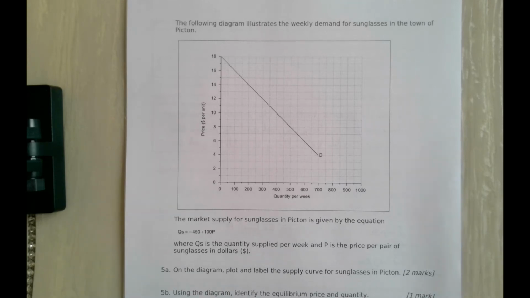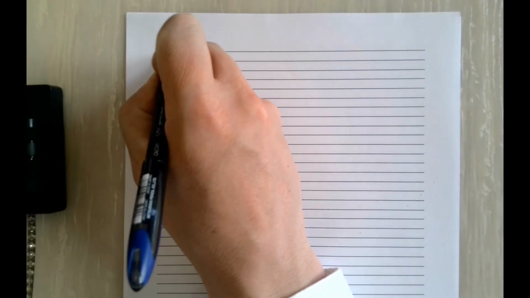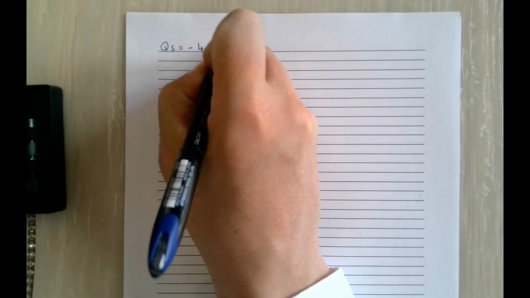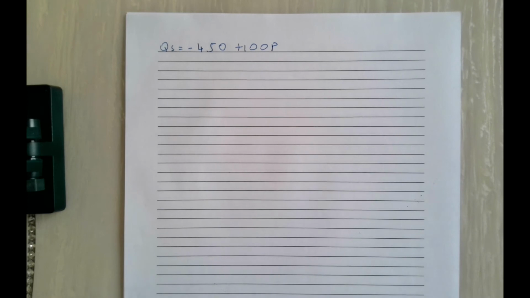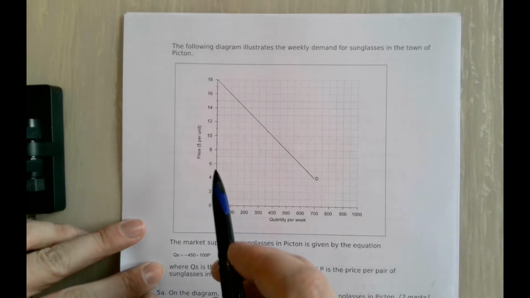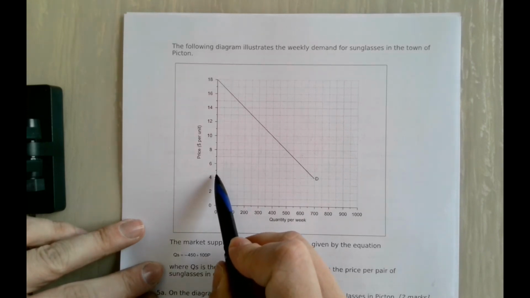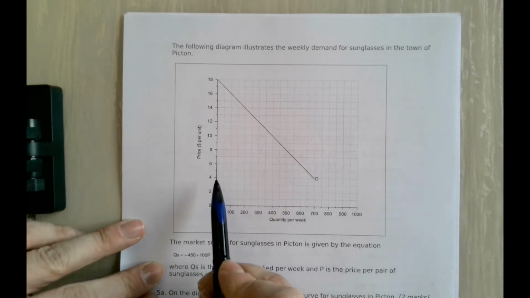Right, I need a bit of space to work here, so I've got another sheet of paper. At the very top, I'm going to write down, just make sure you can see it, that the quantity supplied equals minus 450 plus 100p. Now, for reasons I have said, I am not going to choose QS equal to 0, because I will get a 4.5 and there's not a joining of grid lines at 4.5. That would be around there.